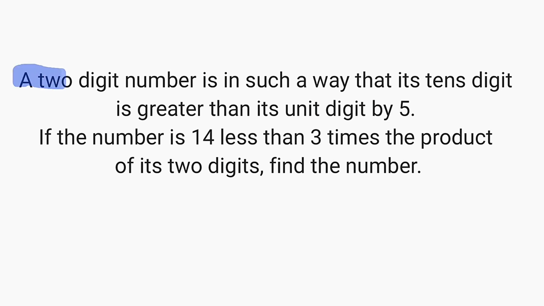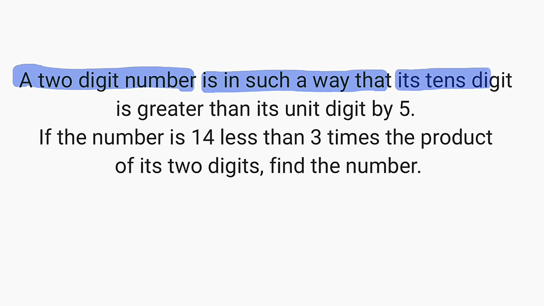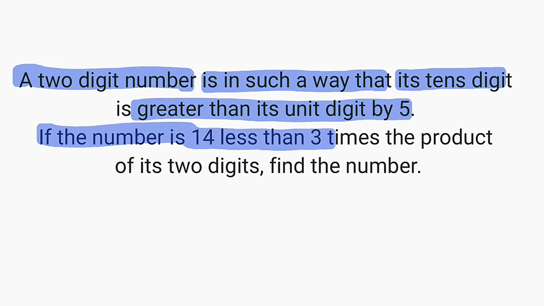It reads, a two-digit number is in such a way that its tens digit is greater than its unit digit by 5. If the number is 14 less than 3 times the product of its two digits, we are asked to find the number.